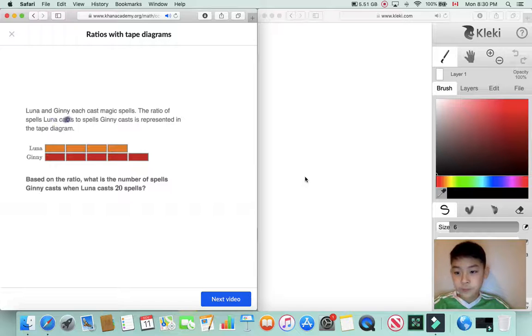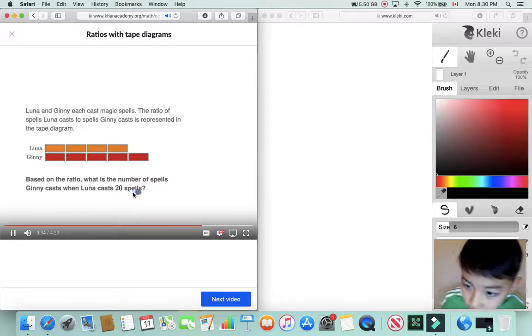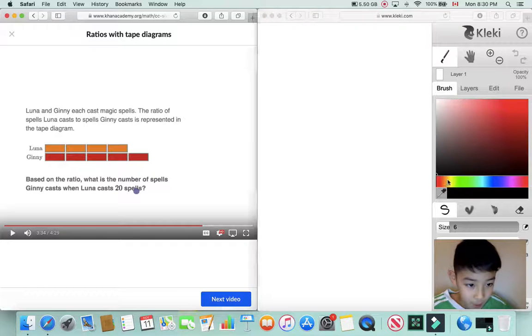Here we're told Luna and Ginny each cast magic spells. The ratio of spells Luna casts to spells Ginny casts is represented in this tape diagram. Based on the ratio, what is the number of spells Ginny casts when Luna casts 20 spells? Okay, stop. Wait a minute.